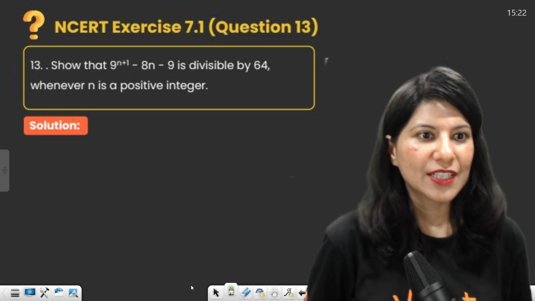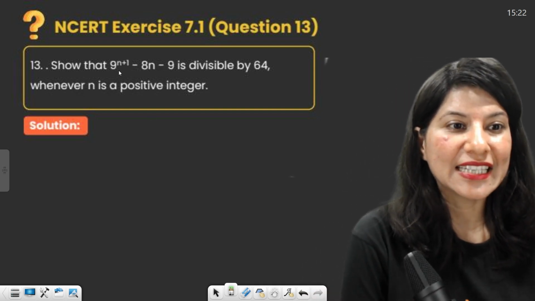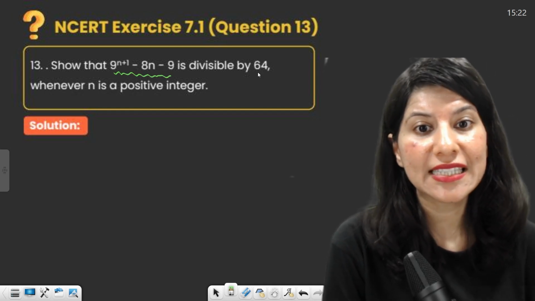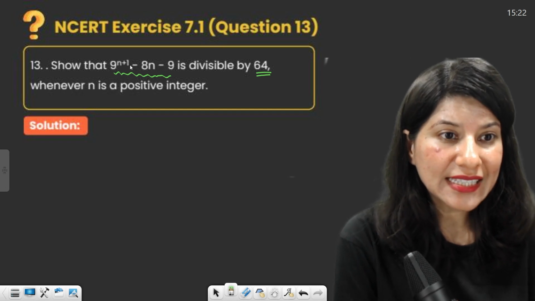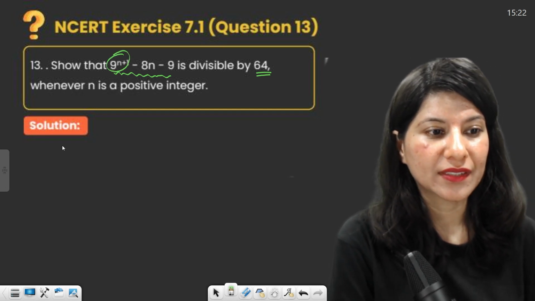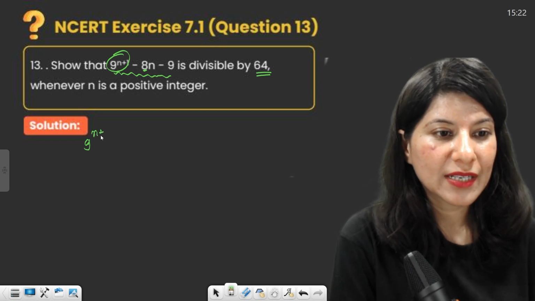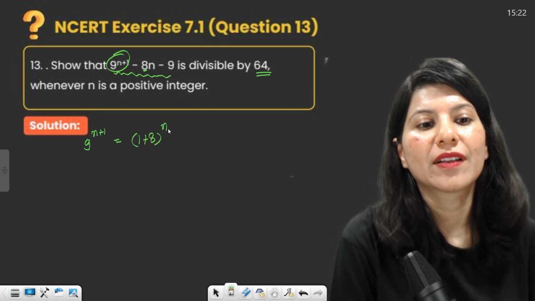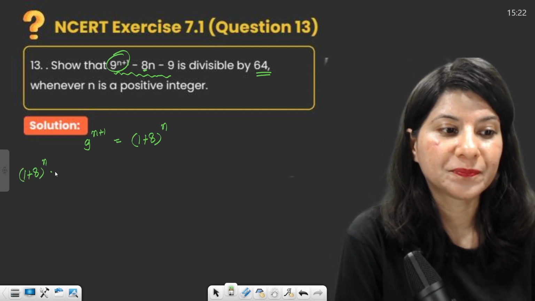Okay. Show that 9 raised to power n plus 1 minus 8n minus 9 is divisible by 64. So this is a typical question. That we need to show. So understand 9 raised to power n plus 1 and 8 is also involved. So this 9 raised to power n plus 1 can be written down as (1 + 8) raised to power n. And now I can apply binomial in this.